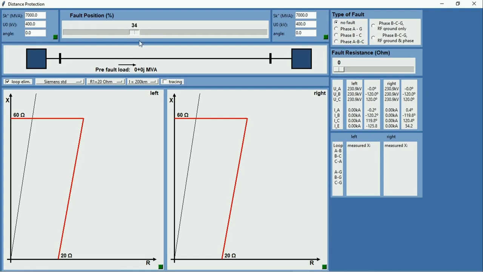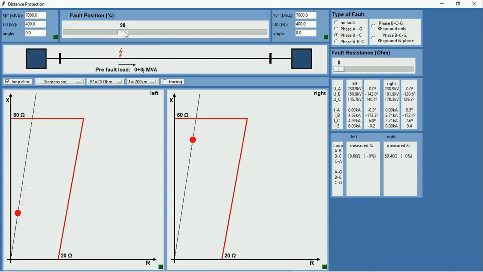And now I would like to simulate a fault somewhere in the middle of the line. 50%, we make a phase-to-phase fault. And now you see here what both relays measure. In this case, the fault is in the middle, so the relays measure the same. If the fault is near the left side, then the left side relay, of course, will see the fault closer. The right side relay will see the fault a bit further away.